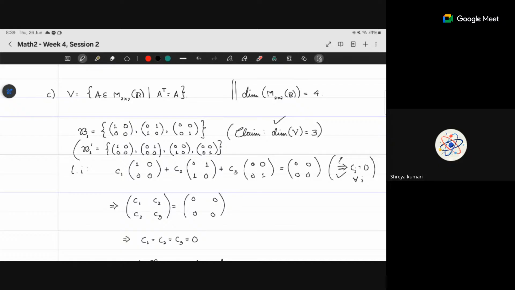And since there is a condition which forces one of the four variables, four variables meaning M2 cross 2 has 4 entries. And then when I consider the subspace of symmetric matrices, one of those entries is dependent on one more entry. So there I lose one dimension. This is something I'm saying just philosophically.